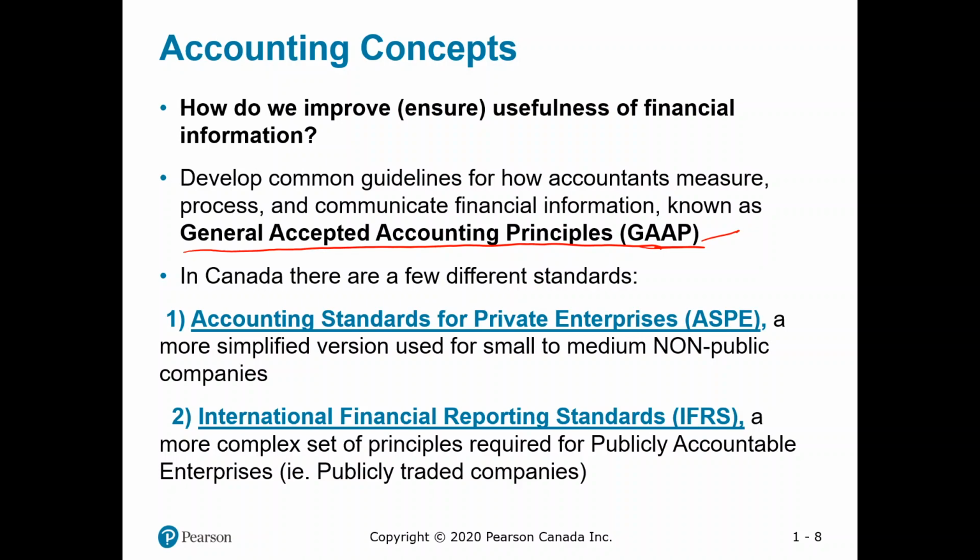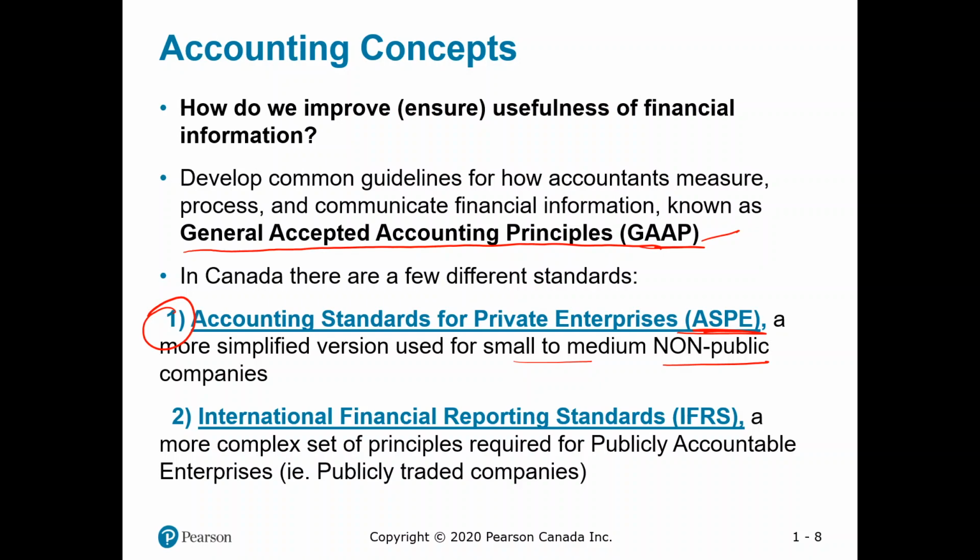Countries are able to set their own GAAP and more specific standards within them. So in Canada, there's a few different ones, and the two most common that we will look at throughout this course are ASPE and IFRS. The first one, ASPE, stands for Accounting Standards for Private Enterprises. These standards are available for any non-public companies. It says small to medium, but that's just because typically a small to medium company would be non-public. They are available to any non-public company that exists.